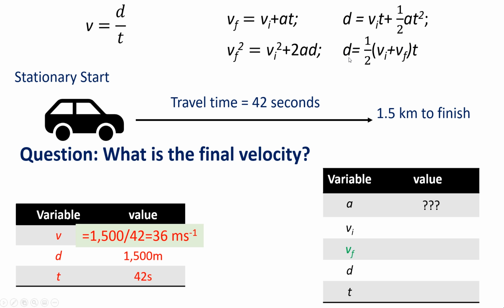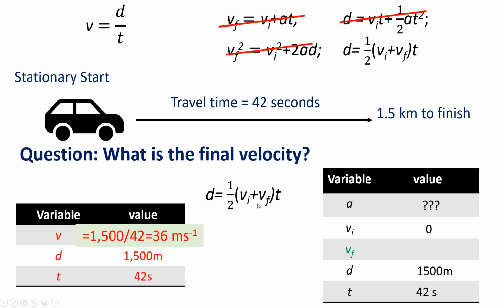We know the distance, which is 1,500. We know the time, which is 42 seconds. And we know the initial velocity. And this is the tricky thing. It doesn't say, but it says it's stationary. So we know the initial velocity is 0. Right, so we want to calculate Vf. Right, because there's no a's, again we cross out those equations, and so we use this equation.